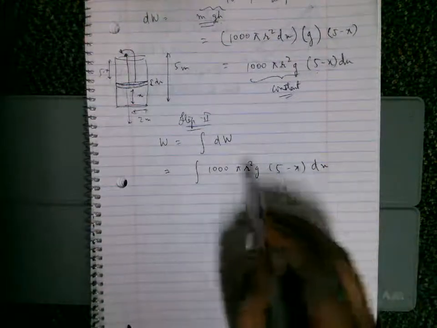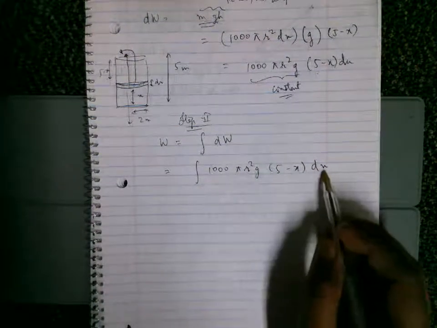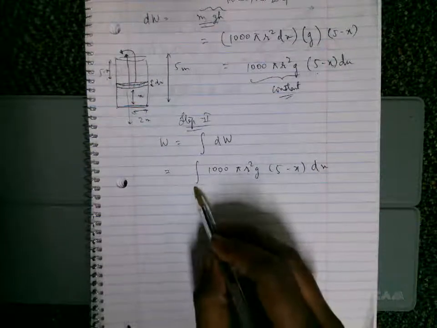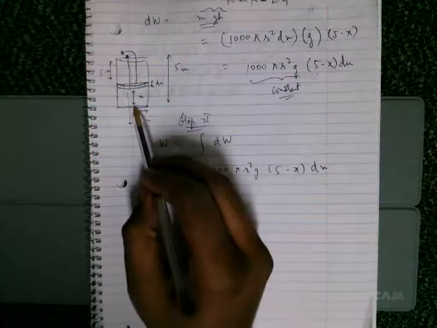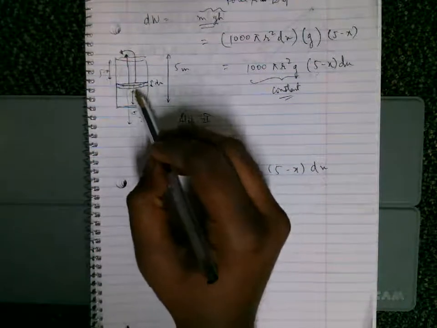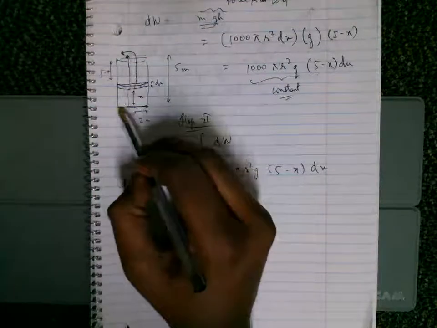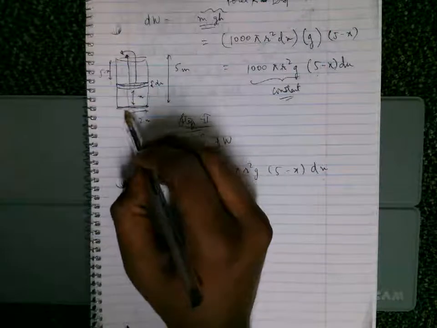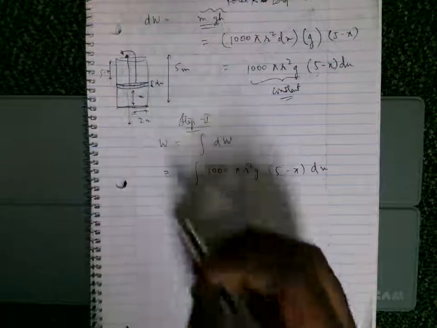All right, so we want to put the limits, but we are integrating with respect to x. So that means we want to put the limits of x. So let's look at x. How does x vary? x is the height of this small chunk. The small chunk could be here or it could be here, anywhere. So x has to vary from 0 to 5, right?